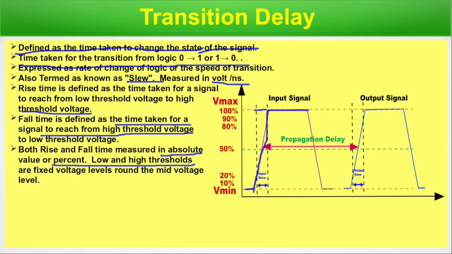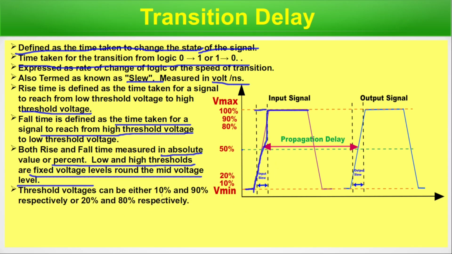Low and high thresholds are fixed voltage levels around the mid volt. So that is the mid value, that is 50%, and low and high threshold voltage are measured around this. Threshold voltages can either be 10% and 90% respectively or 20% and 80%. These are two commonly used conventions of measuring low and high threshold voltage. Either 10% is the low and 90% is the higher threshold, or 20% is the lower threshold and 80% is the higher threshold.